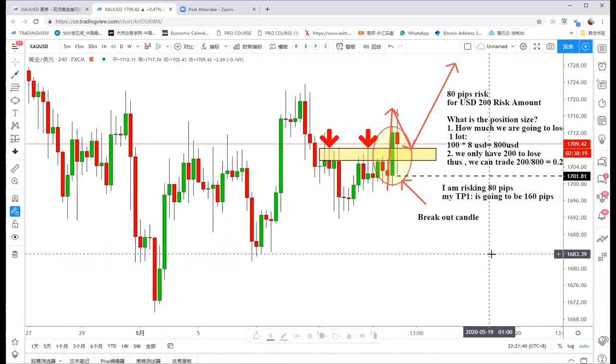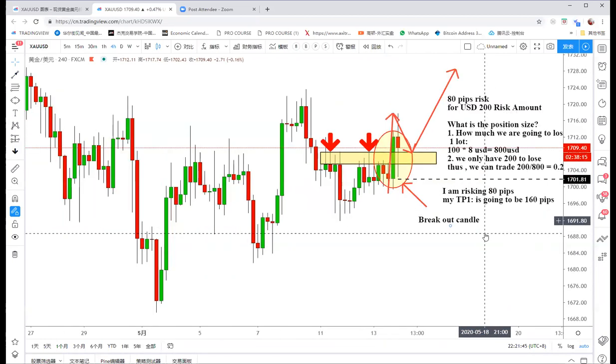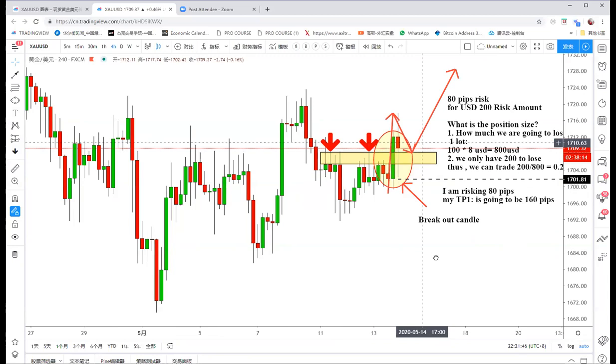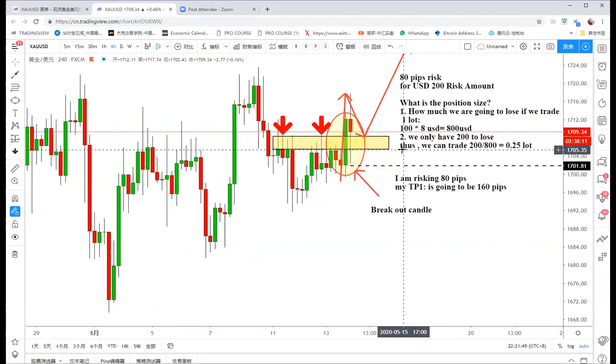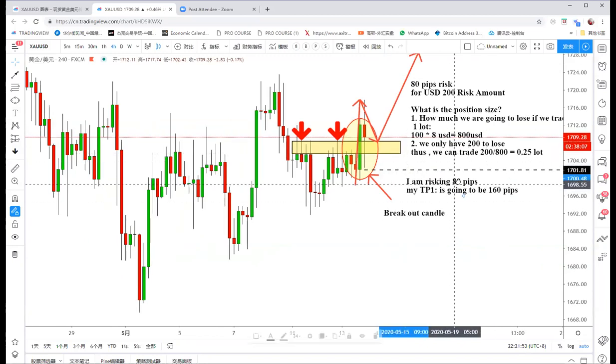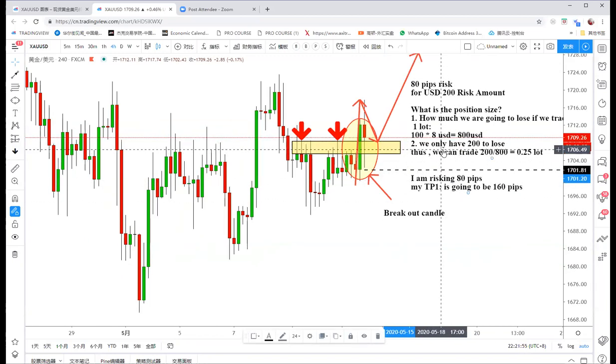All right, so everyone, do you want to take this trade? If you want, you can trade like this. I have already plotted all the details for this single trade plan. Aim for 1725, which is the target.